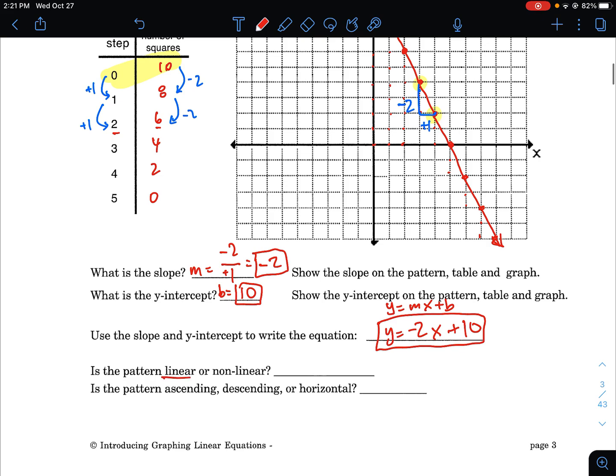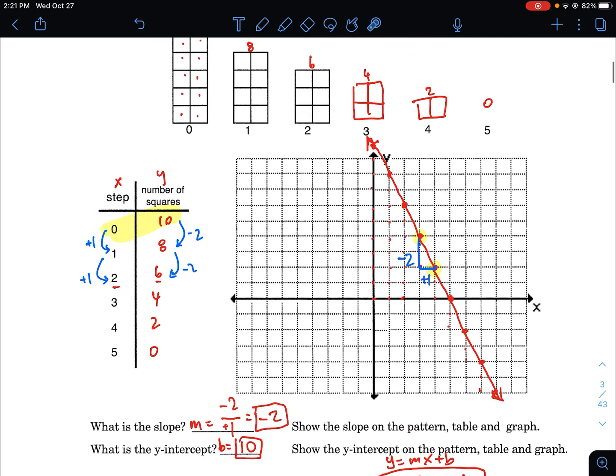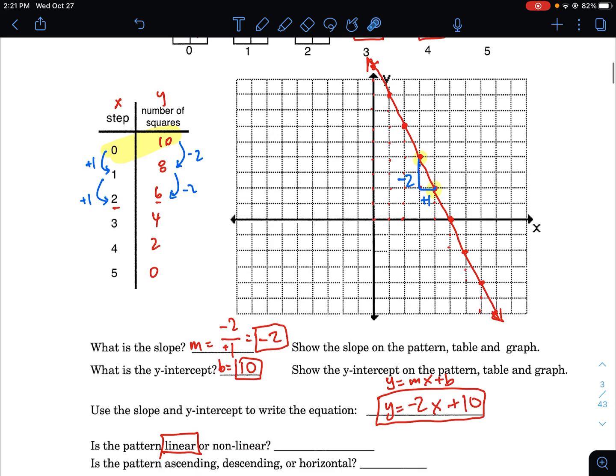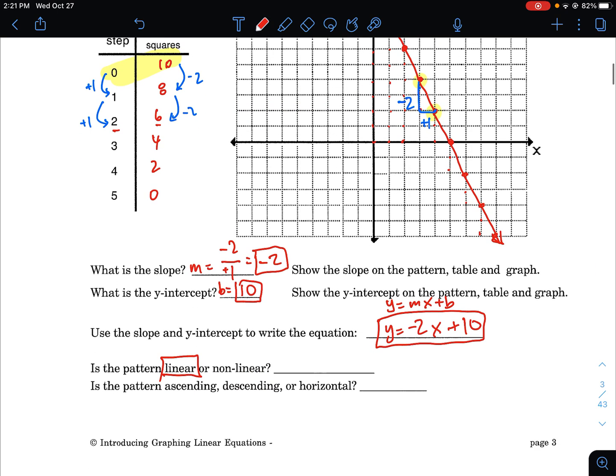It is a straight line, so it is linear. Is it ascending, descending, or horizontal? Well, if I read it from left to right, it starts up here and it goes downward, so we would say that is a descending pattern.